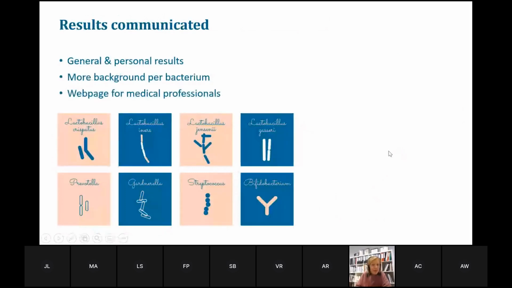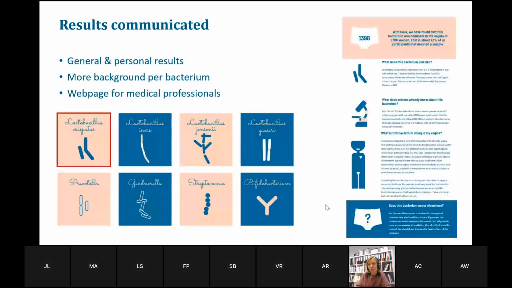Just a side note, it was a citizen science project, so it's important that you involve your participants well and that you also communicate well to your participants. So we also promised them all that they would receive their own vaginal profile, with some information for lay people on the dominant bacteria. Here's an example of the pictures we gave to the participants, with some background microbial information on how this bacterium looks and what science already knows about this.